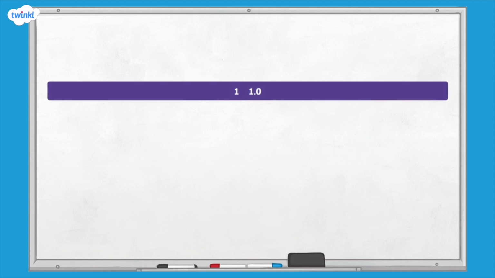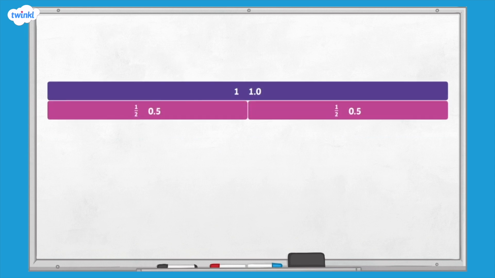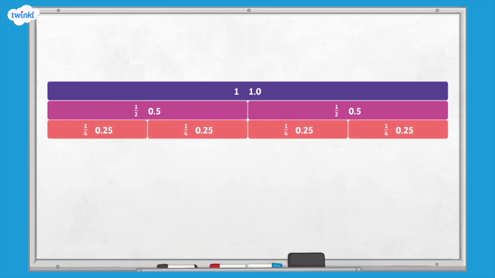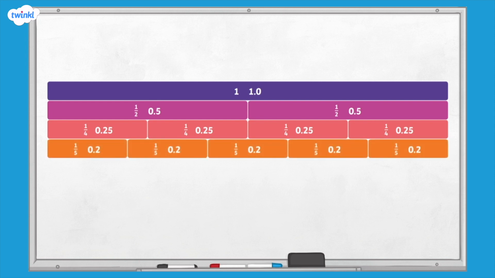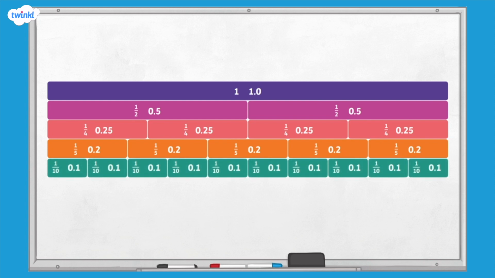So 1 divided by 2 gives us halves, and half is equivalent to 0.5. 1 divided by 4 gives us quarters, and a quarter is equivalent to 0.25. 1 divided by 5 gives us fifths, and 1/5 is equivalent to 0.2. 1 divided by 10 gives us tenths, and 1/10 is equivalent to 0.1.